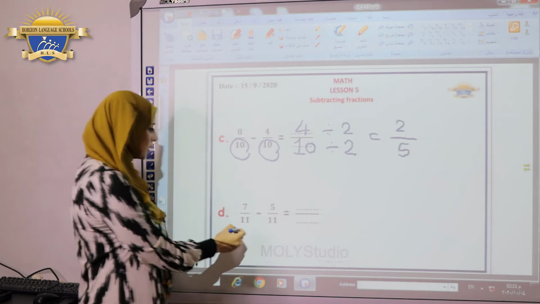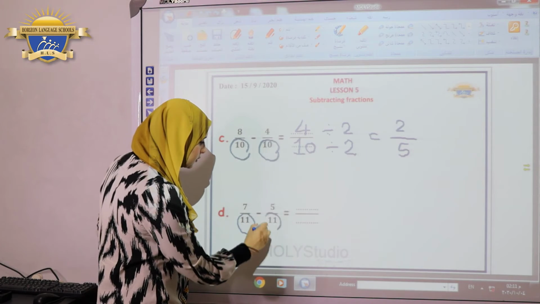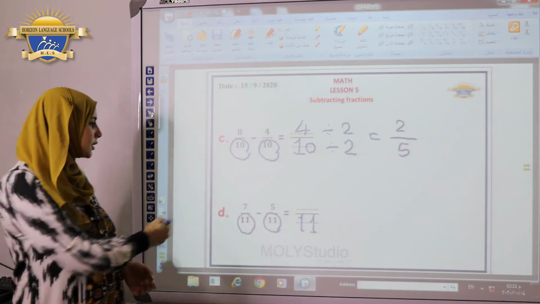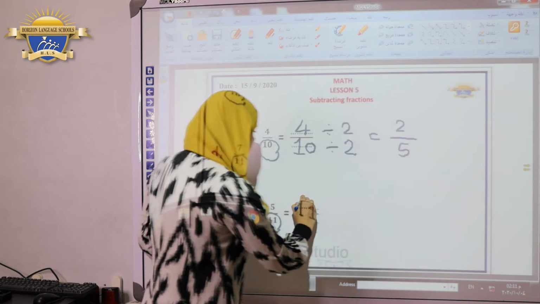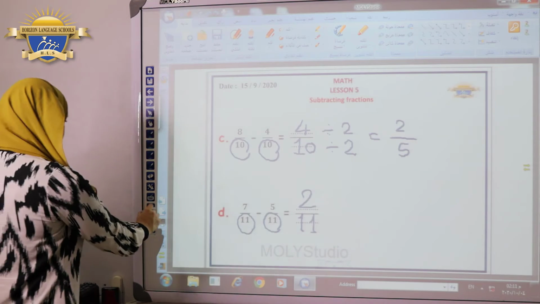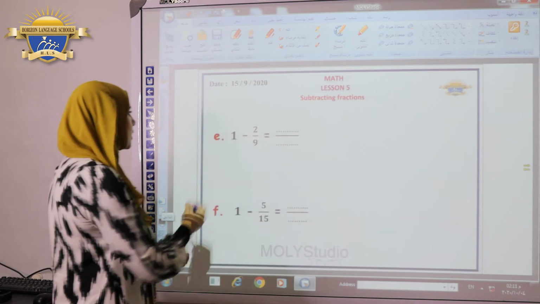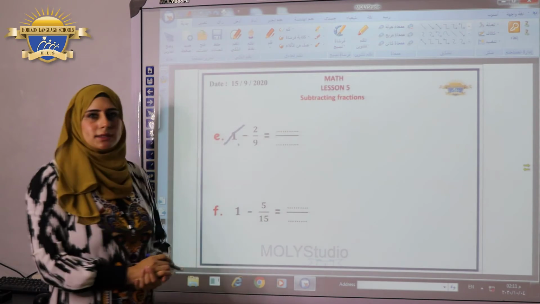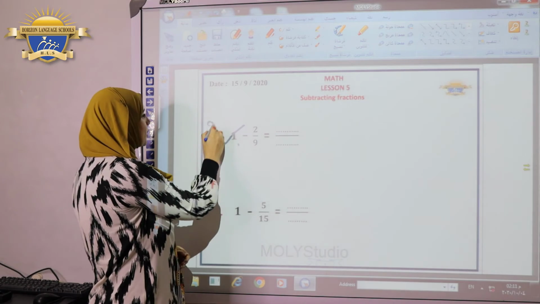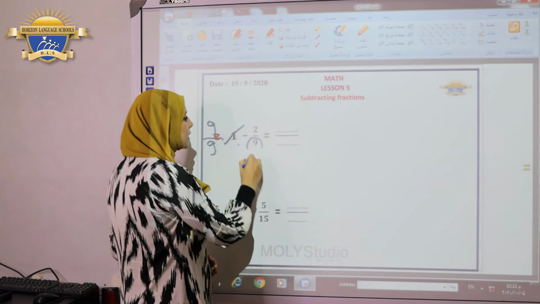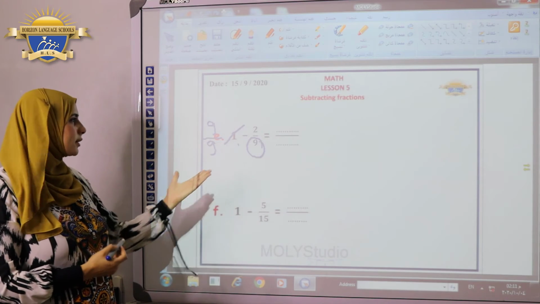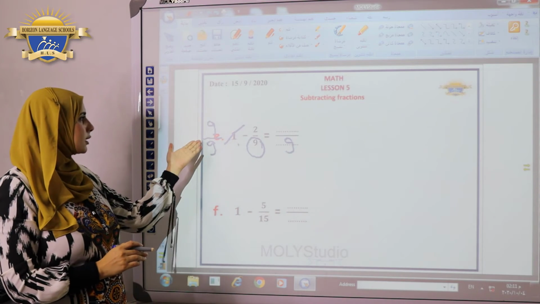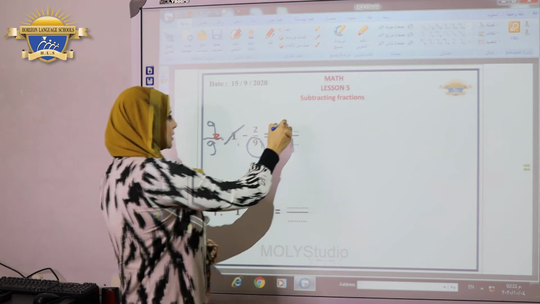Number D, the same denominator, which is 11, and then subtracting 7 minus 5 equals 2. Here I have 1. Who can tell me? I will cancel 1 and write, yes, excellent, 9 over 9, and the denominator is 9. So here I have the same denominator, which is 9, then subtracting 9 minus 2 equals 7.